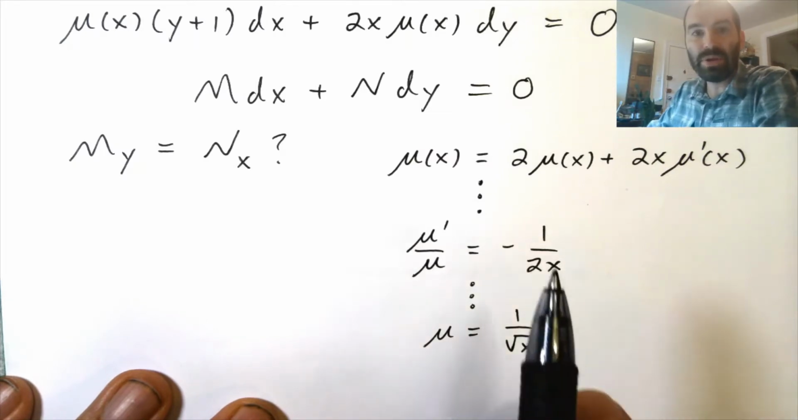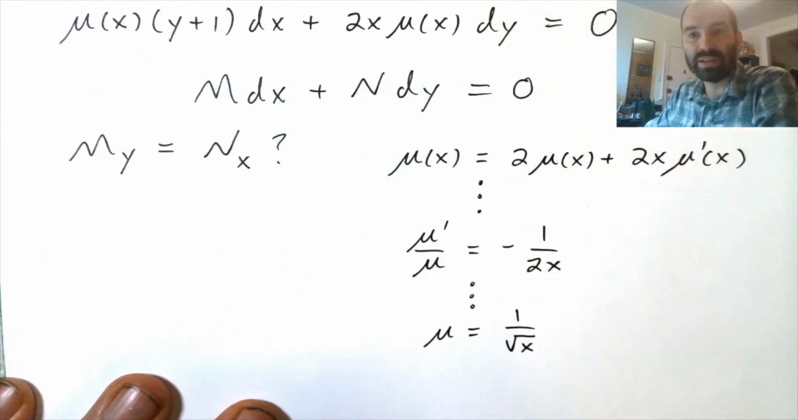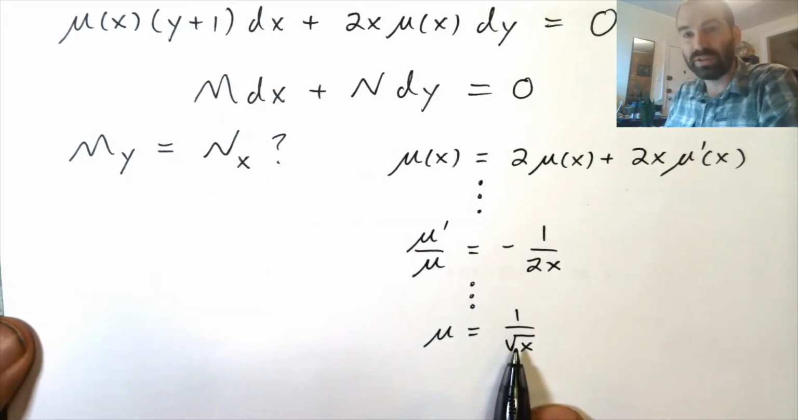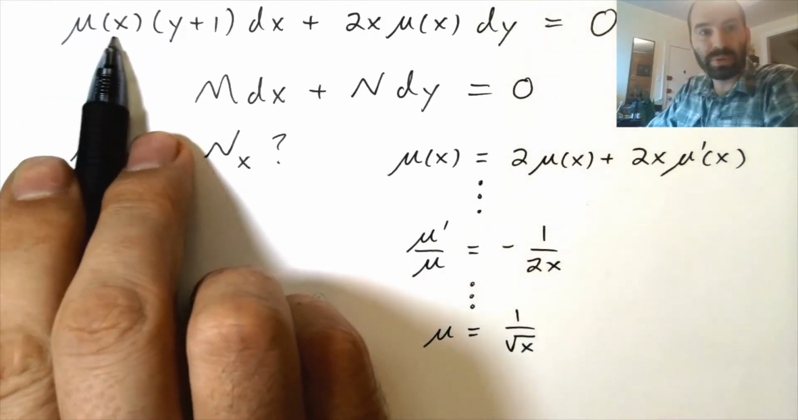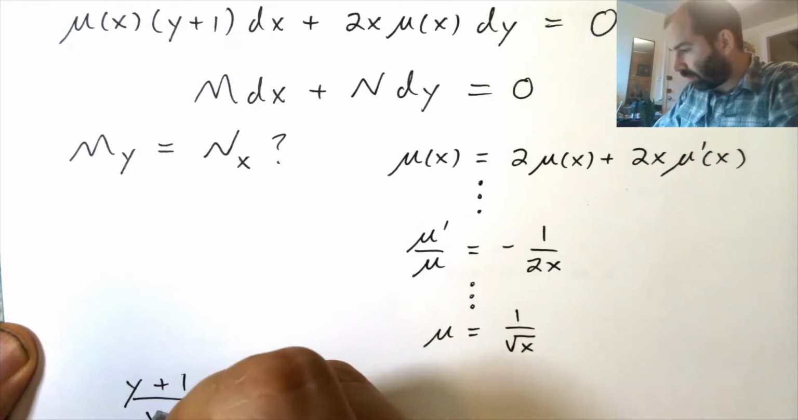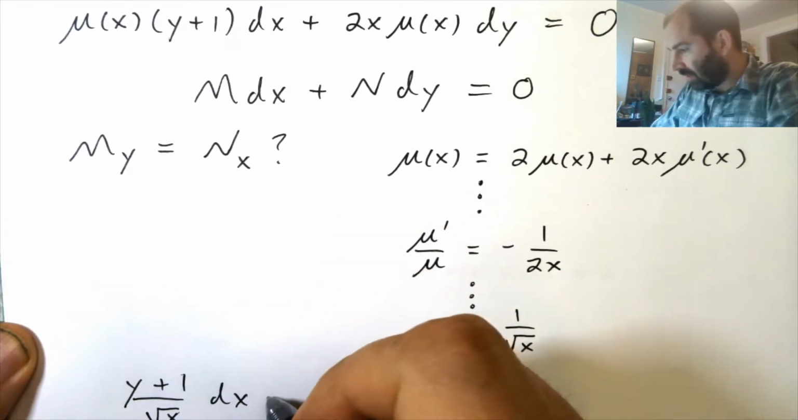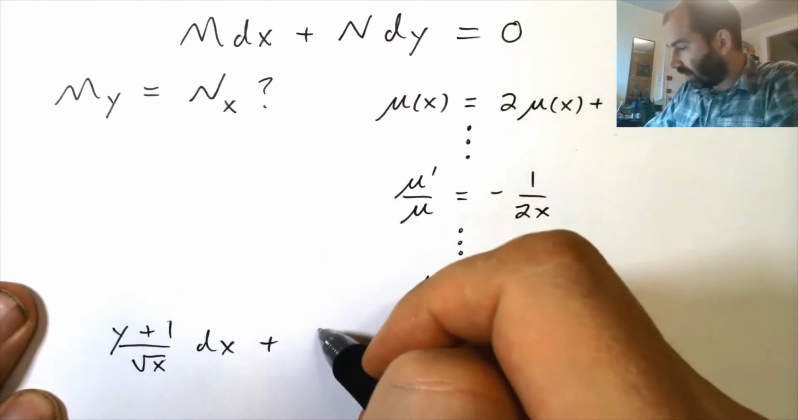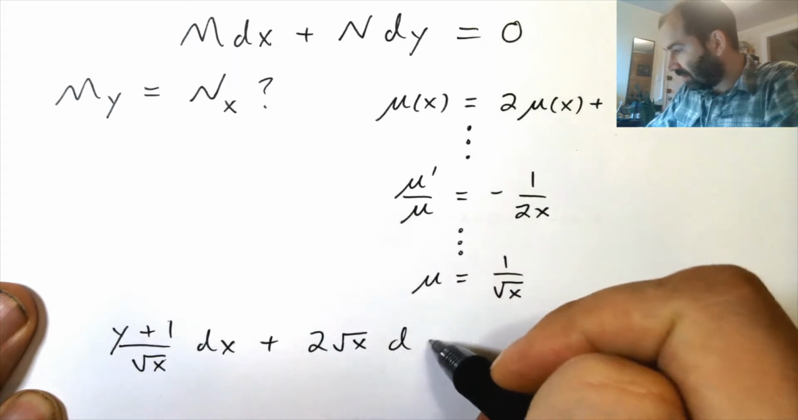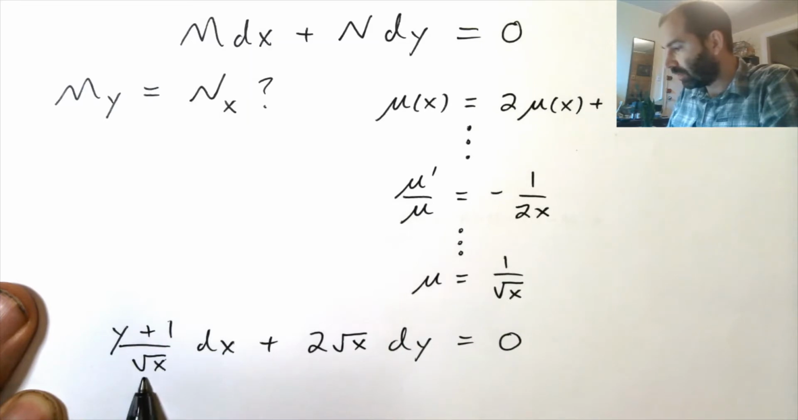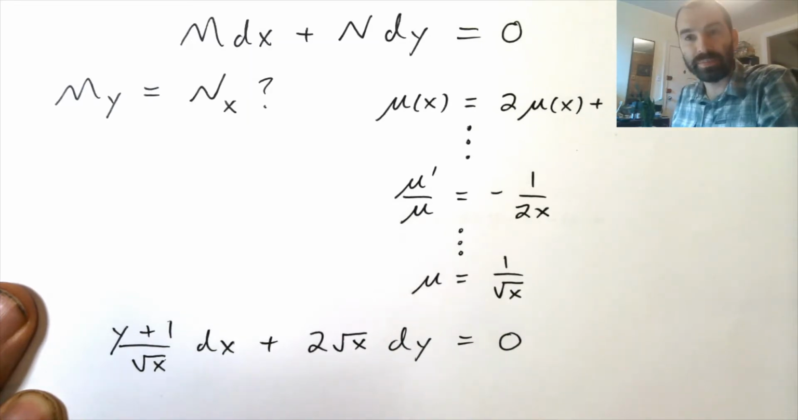That's the mu that, if we were to put it up here, would make this an exact differential equation. So let's multiply through by this in our original differential equation. In place of mu, I'm going to put 1 over root x here. So I'm going to have y plus 1 over root x, 2x over root x, which is just 2 root x, dy equals 0. By multiplying through by this function, we've transformed our differential equation into this one. And we know that this one is exact.